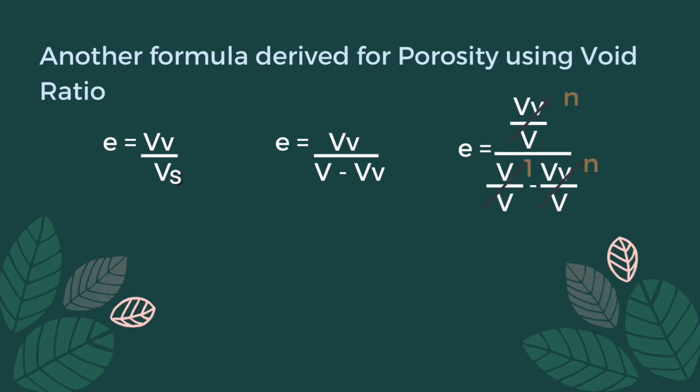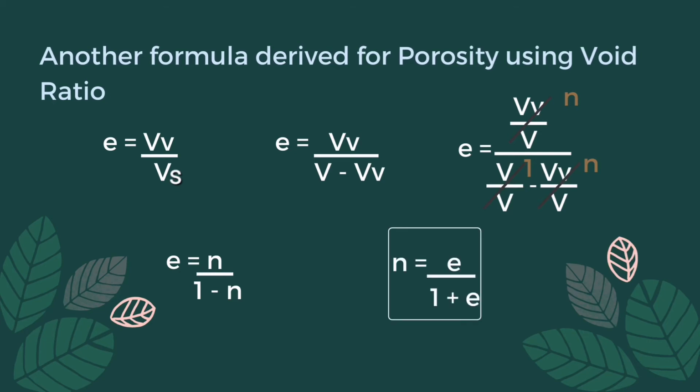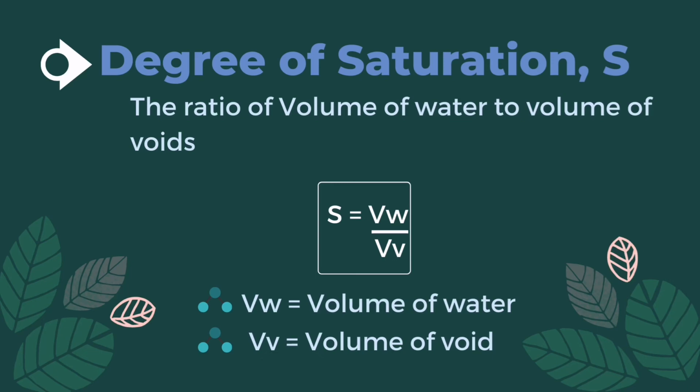Substitute n in V sub V all over V and 1 for V sub S all over V. So e is equals to n divided by 1 minus n. And we want to have the formula in terms of n. So itatranspose natin uli and this will be the final formula derived using the void ratio. Next is the degree of saturation. It is the ratio of volume of water to volume of voids.